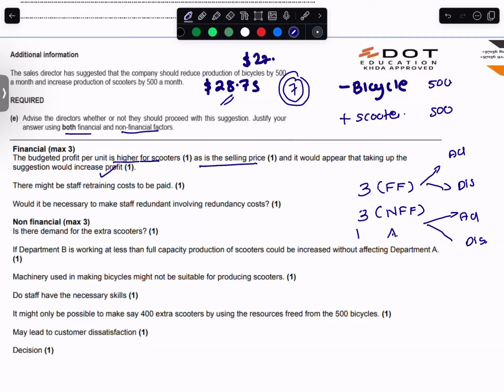And if I increase the production of scooters, I would need more staff and I would have to train the staff. So this cost would increase. And if I am reducing the bicycle production, I will still have to pay the staff of the bicycle. So the staff of the bicycle will be underutilized, so the cost would increase. So these are the financial factors.